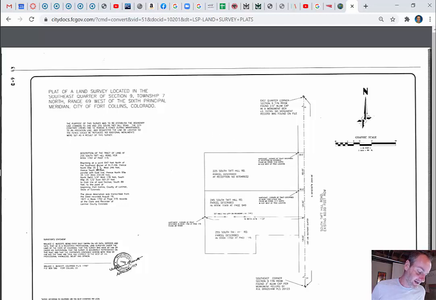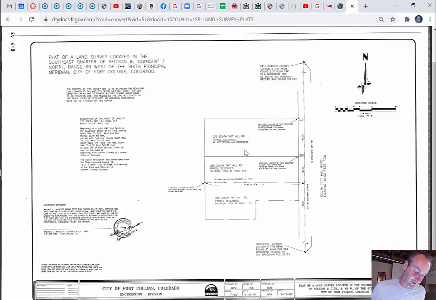But you can see that within Fort Collins, what we have here is this: 225 South Taft Hill. This is 245. Now those are physical addresses, but you can see these are all plotted out as land. Sometimes they'll be more numbered, like lot 15 or lot 16 or something like that.